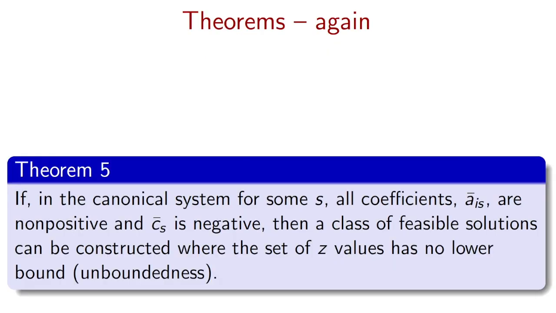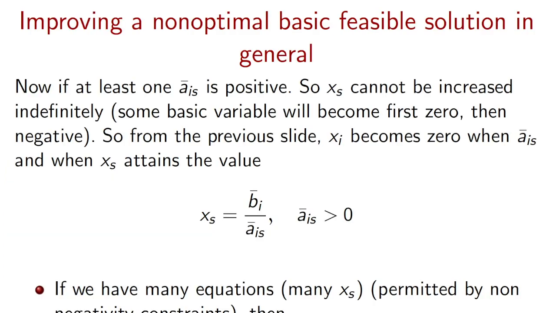We arrive at theorem number 5. If in the canonical system for some s, all coefficients ais are non-positive and cs is negative, then a class of feasible solutions can be constructed where the set of z values has no lower bound. This is called unboundedness. Now, if at least one ais is positive, then xs cannot be increased indefinitely; some basic variable will become first zero, then negative.